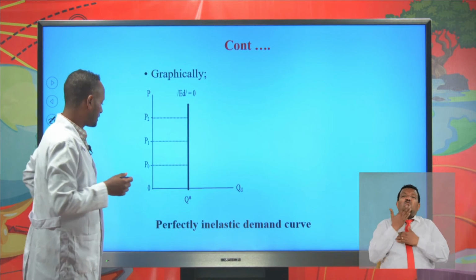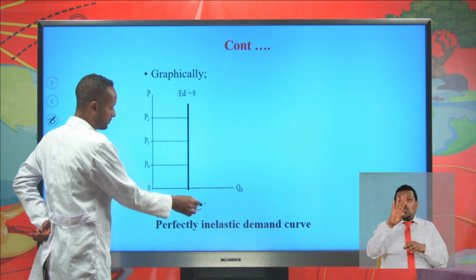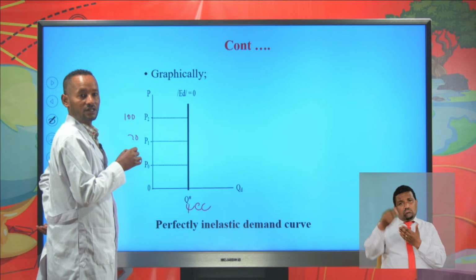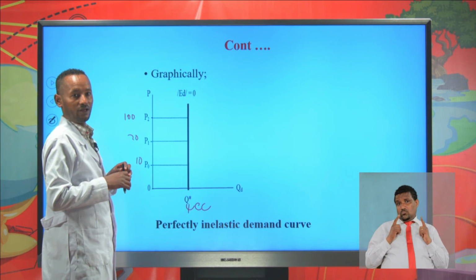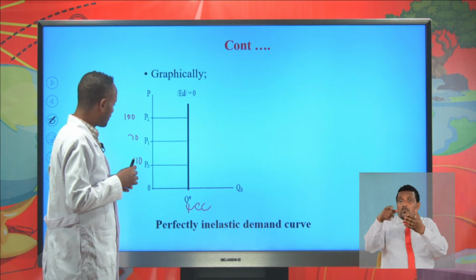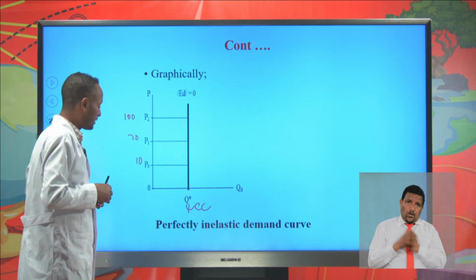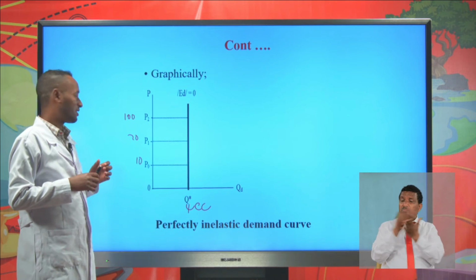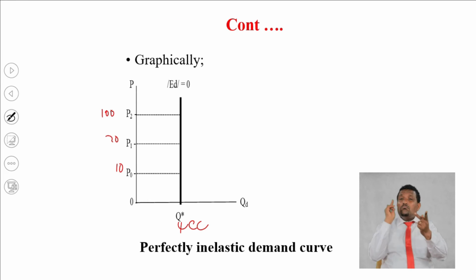If a diabetic needs 4 cc of insulin per day, and the price of this insulin is 10 birr, he will buy it. If it increases to 20, he will buy it. If it also increases to 100, this patient will still buy it, because it is very essential for survival. If he cannot afford it, he will die. So the demand for such essential products is perfectly inelastic.